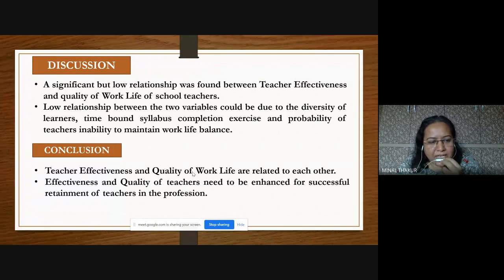Therefore, I conclude that teacher effectiveness and quality of work life are related to each other, and in order to improve the effectiveness and also quality of teachers, and for successful retainment of teachers, you need to take certain measures so that teachers are retained in the profession. With this, I end my presentation. You can ask any questions if you have.